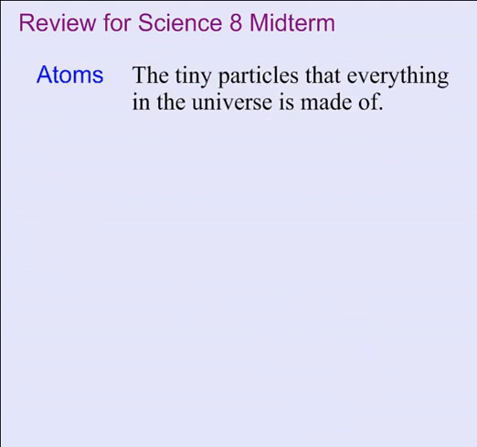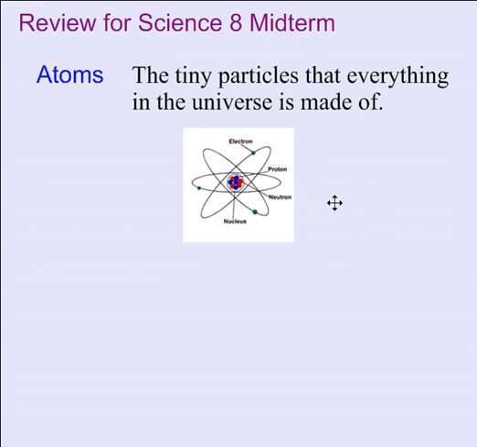Okay, quick review of atoms and molecules. Atoms are the tiny particles that everything in the universe is made of. Remember that they contain different parts. There's a nucleus in the middle with protons and neutrons in it, and electrons are whizzing around the outside. Protons and neutrons have mass. The electrons have almost no mass.